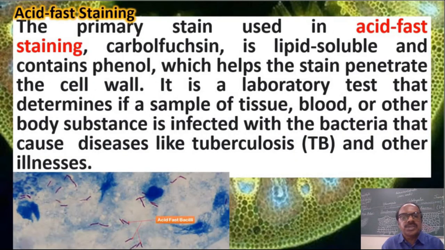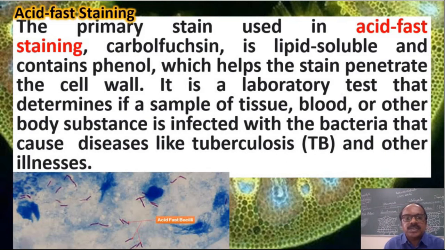Coming to the second type of staining, it is called acid-fast staining. The primary stain used in acid-fast staining is carbol-fuchsin, which is lipid soluble and contains phenol, which helps the stain penetrate the cell wall. It is a laboratory test that is determining the sample of tissue or blood and other body substances infected with bacteria that cause diseases like tuberculosis.